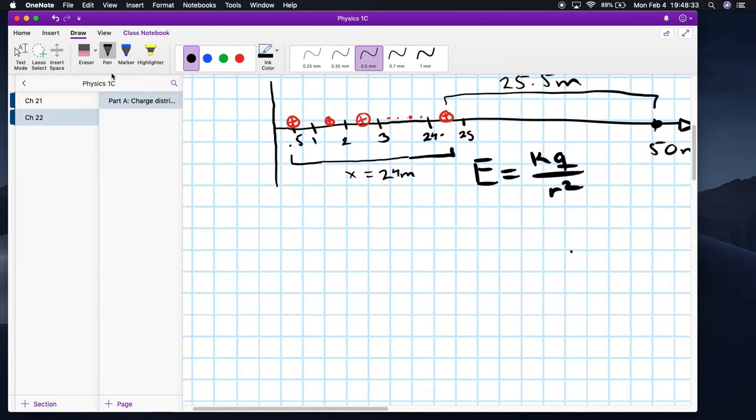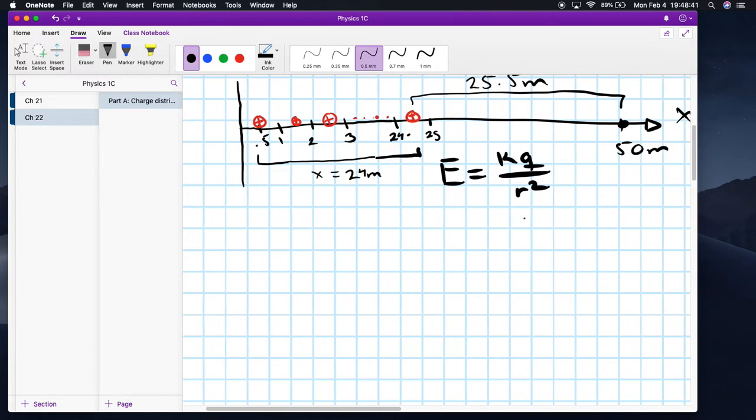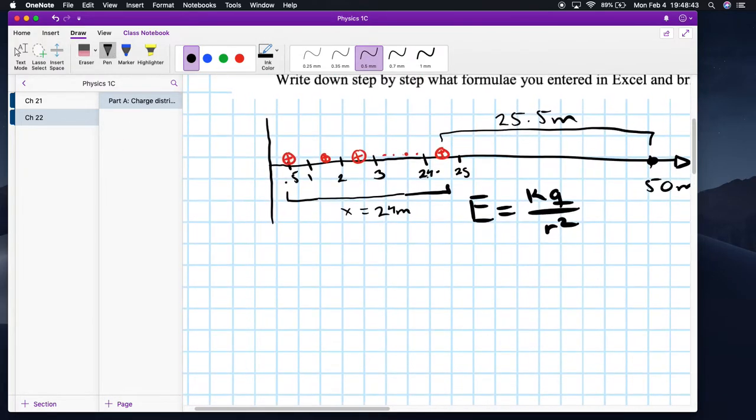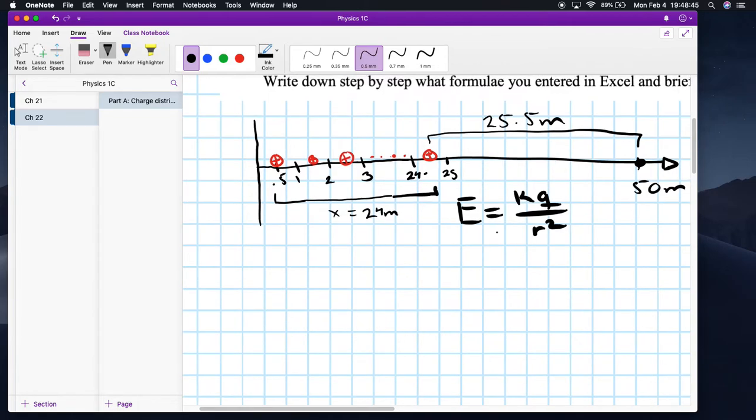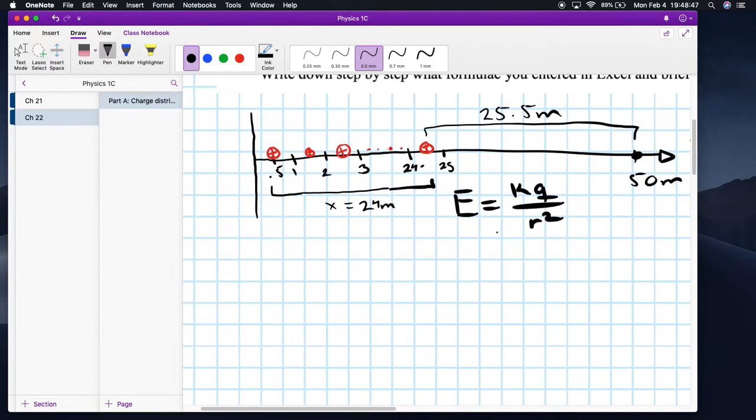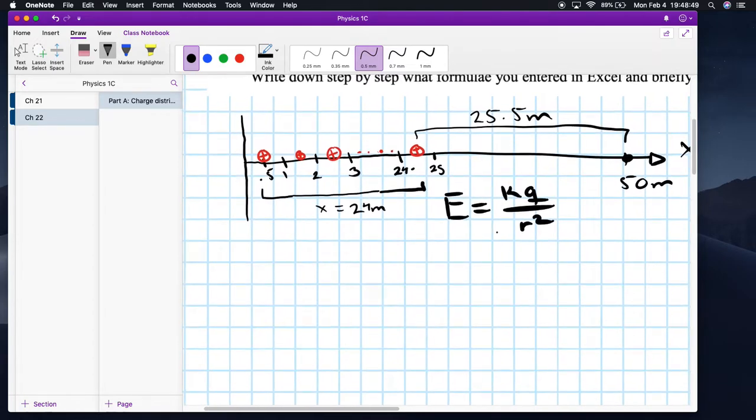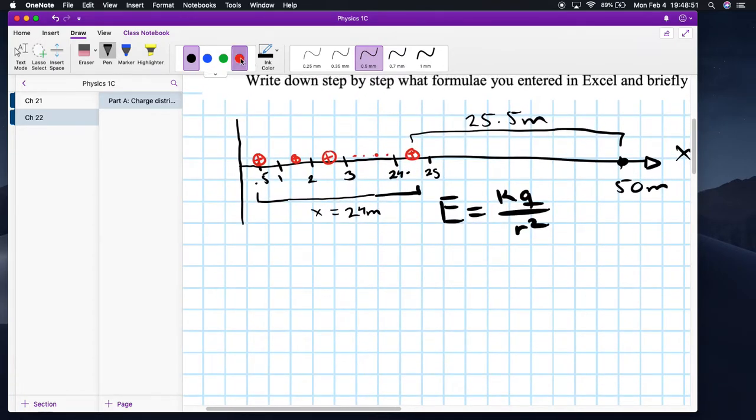And the thing about this problem is that since we have multiple charges and only one test point, we're going to have to find the E for every point and add all those E's together and see what the result is, and that would be the electric field at the point at 50 meters.